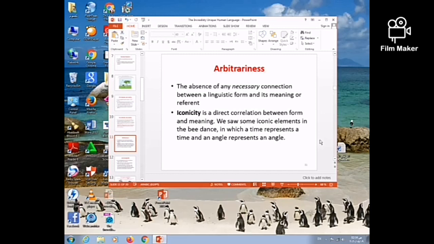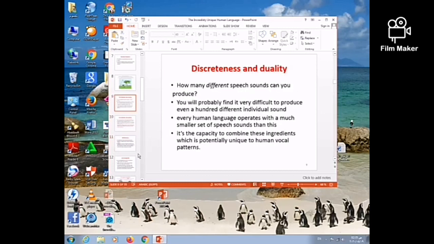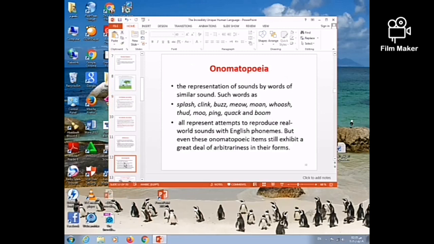A contrary element to arbitrariness is iconicity, which is the opposite. It refers to a direct correlation between form and meaning. And we saw some iconic elements in the dance, in which time represents the distance, and the angle represents the angle, and so on, as we see in the previous pictures that I showed you about the dancing of the bees.